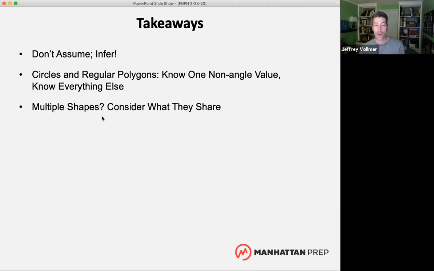And then if you have multiple shapes, you really need to consider what they share. Those are the points of interest or the areas of interest in tougher geometry problems, where multiple shapes tend to come together or overlap or share a point.